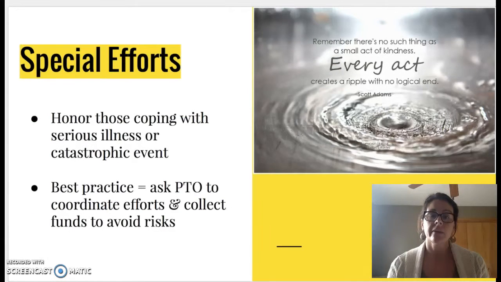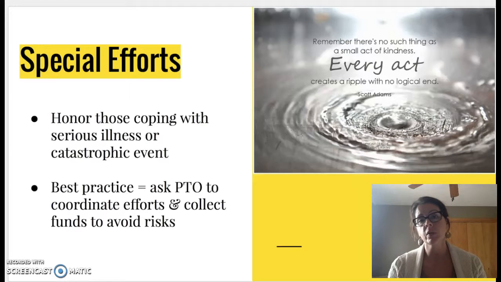Another type of gift that was discussed is special efforts. And I think this can be a very powerful type of gift that a building may give to a staff member or to a student and their family. And these types of gifts would be to honor those coping with either a very serious illness, cancer, for example, or maybe have had a catastrophic event in their family, such as maybe a fire to their home. The text really talked about maybe best practice would be to have your parent-teacher organization be responsible maybe to coordinate efforts and definitely to collect the funds. That just avoids maybe some financial risk on your part as the building.